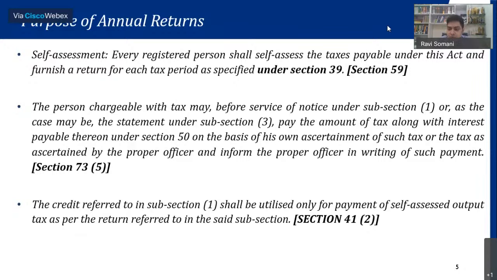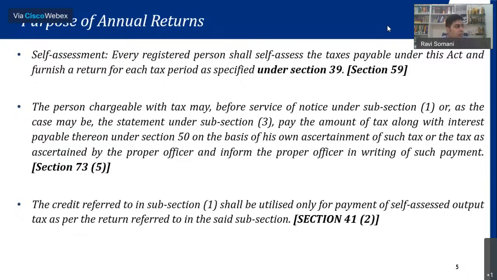But my submission is that whatever the instruction says in the form, the instruction is not the law, and the instruction cannot go beyond the law. So the objective purpose of the law holds importance, and one has to give a liberal interpretation over there.